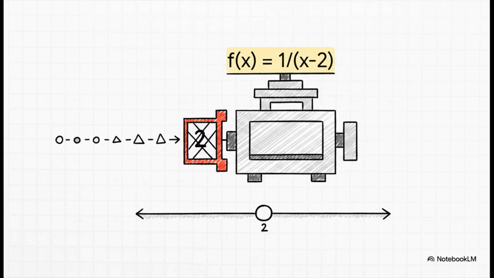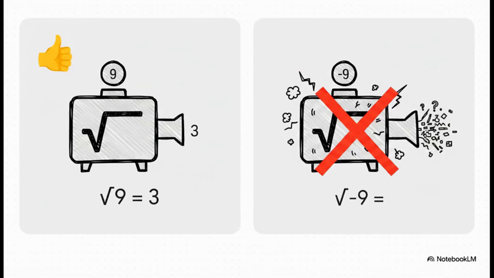Let's look at this one. f of x equals 1 over x minus 2. See what happens if we try to plug in the number 2 for x. The bottom part of that fraction, the denominator, becomes 2 minus 2, which is 0. Uh-oh, the machine just broke. So the user manual, the domain, for this function is going to say, you can use any real number you want, except for 2.